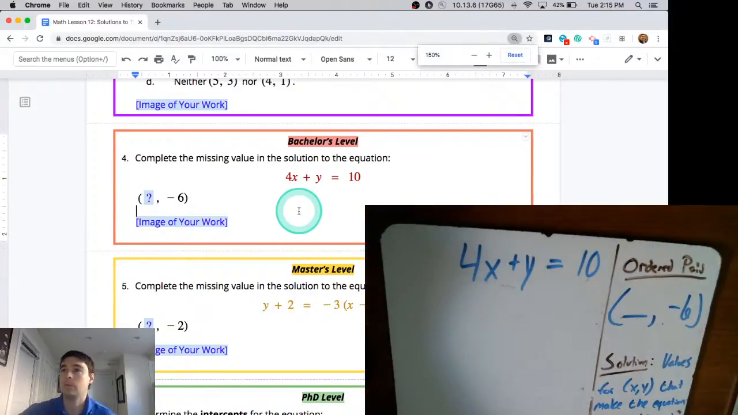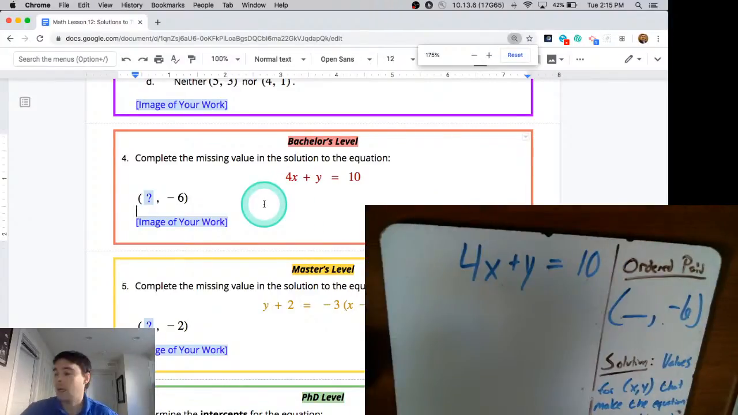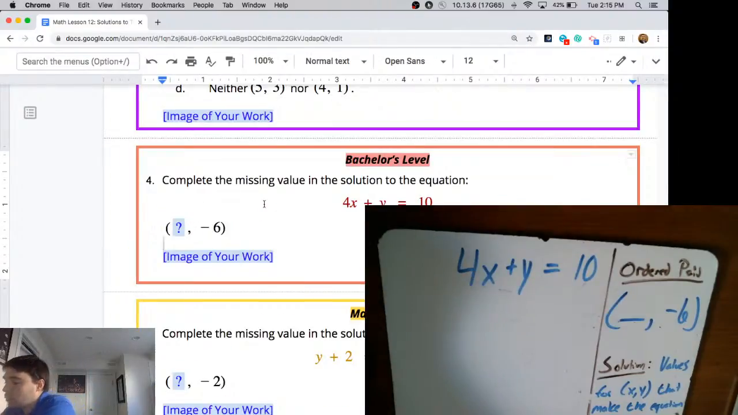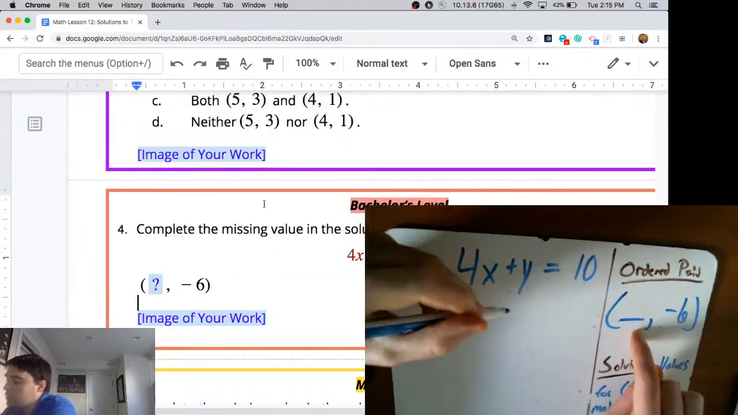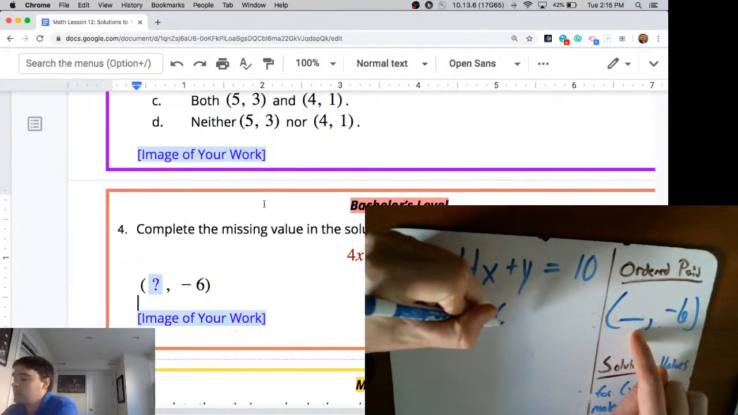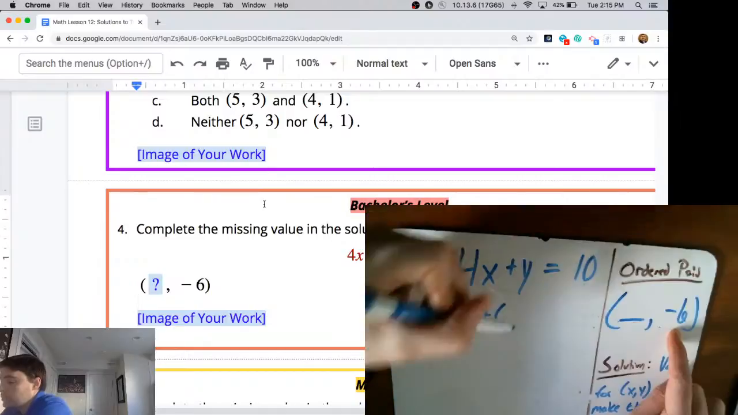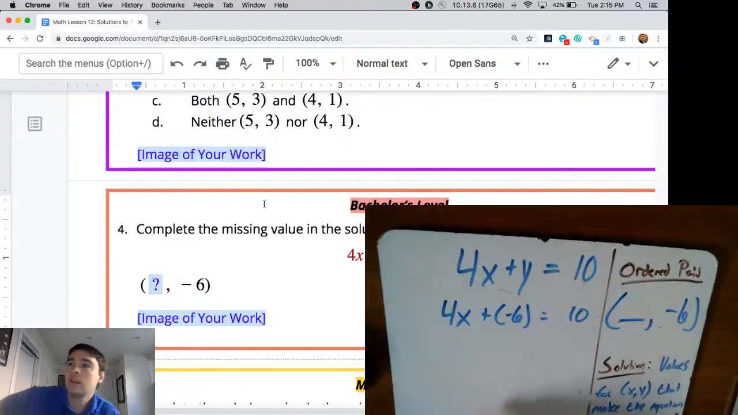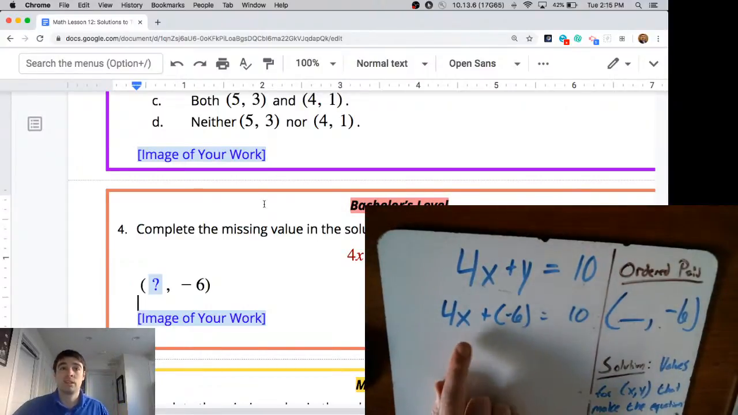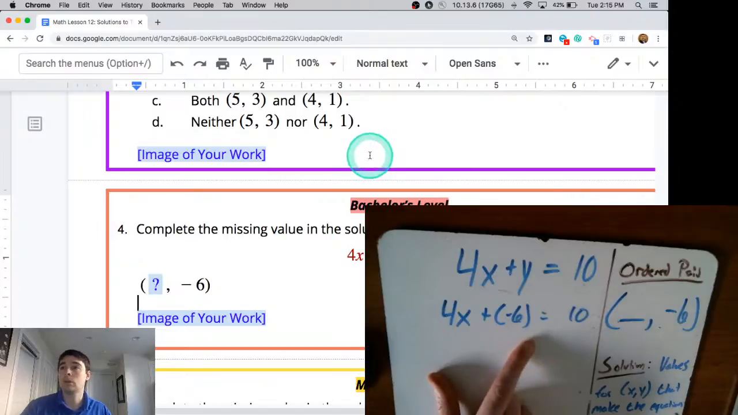So based on that, I'm going to go ahead and plug in the negative 6 for y. They want me to figure out for this problem what value x could take if y is negative 6 in this equation. So I replaced the y with negative 6, and the equation now says 4x plus a negative 6 has to equal 10.